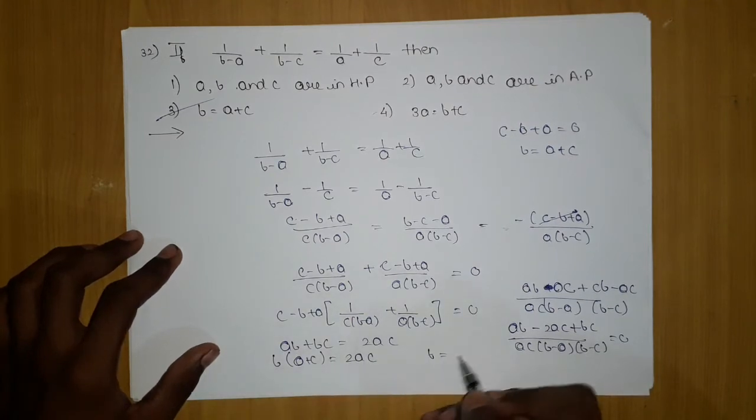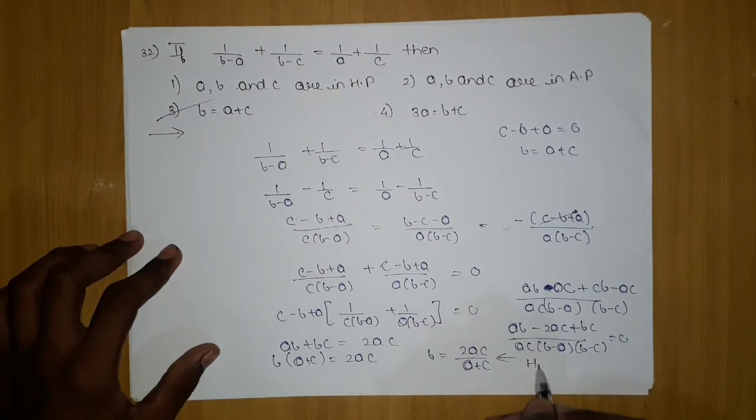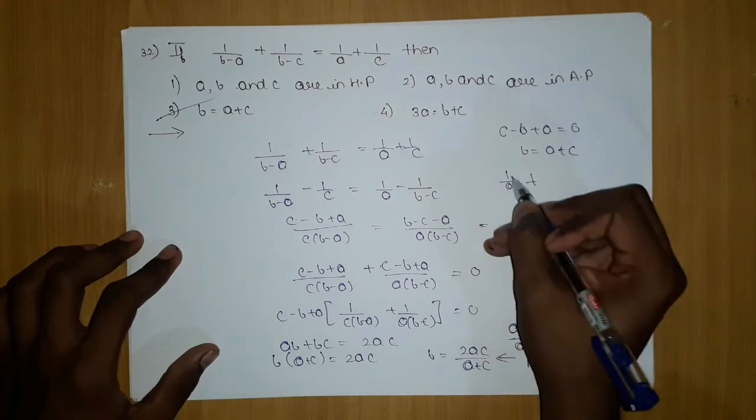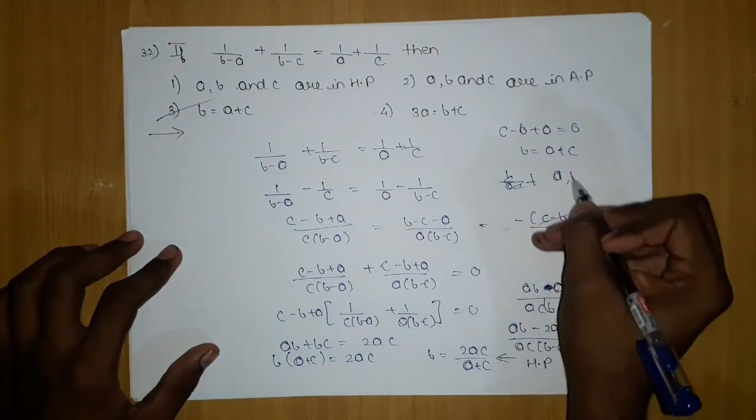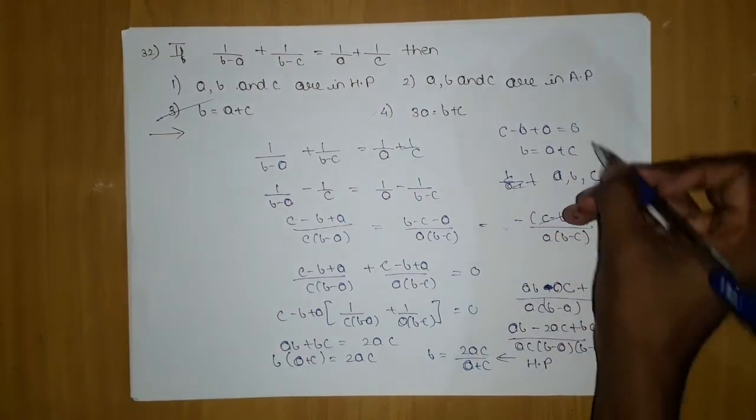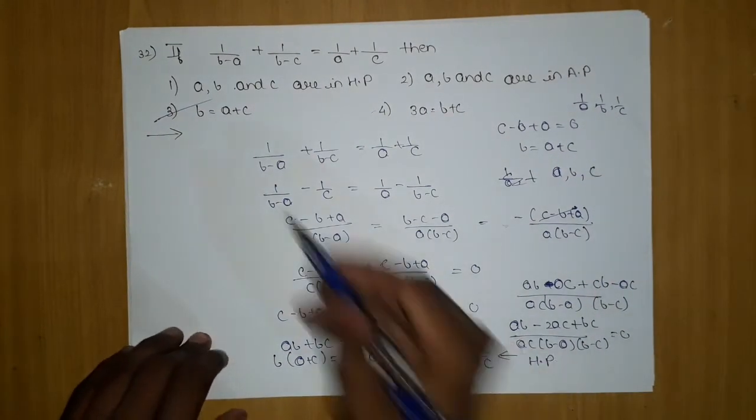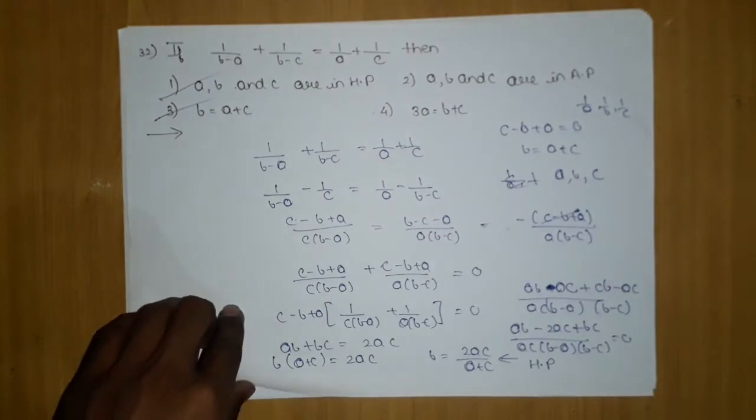Which will give b is equal to 2ac upon a plus c, which is indirectly an HP in a, b, c. That is, 1 by a, 1 by b, 1 by c are in AP. So the first one is true, and the rest are false.